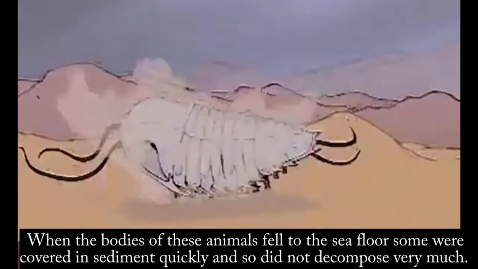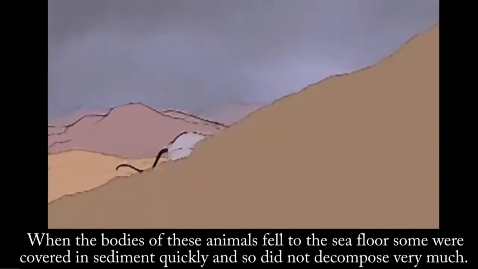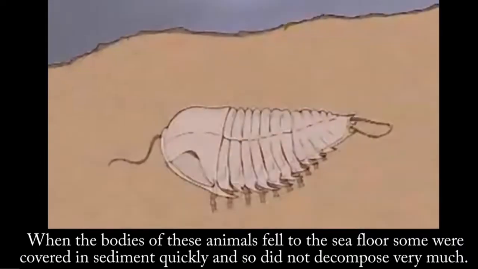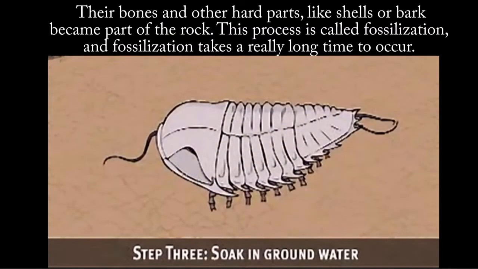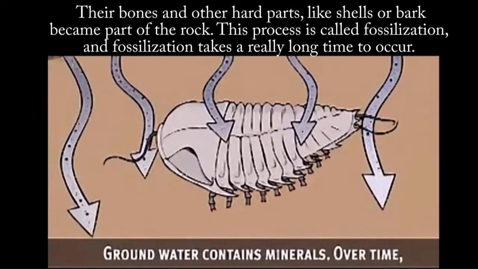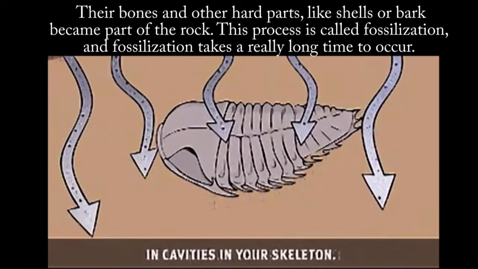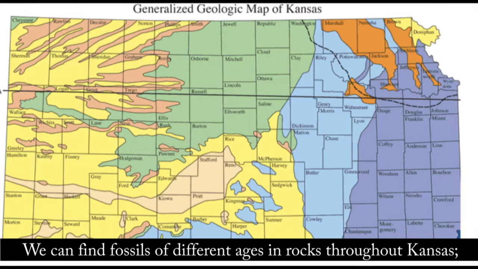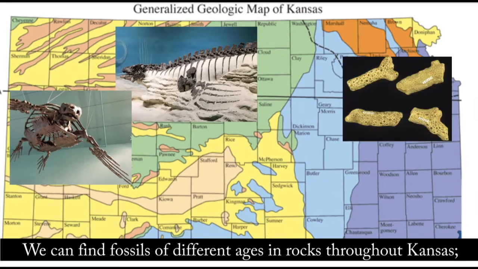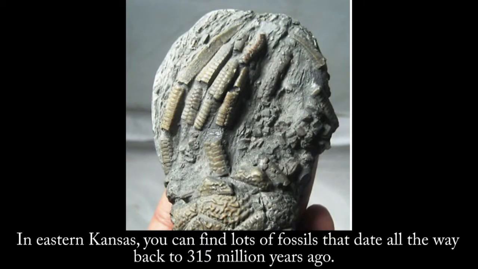When the bodies of these animals fell to the sea floor, some were covered in sediment quickly and so did not decompose very much. Their bones and other hard parts, like shells or bark, became part of the rock. This process is called fossilization, and fossilization takes a really long time to occur. We can find fossils of different ages in rocks throughout Kansas. In eastern Kansas, you can find lots of fossils that date all the way back to 315 million years ago.